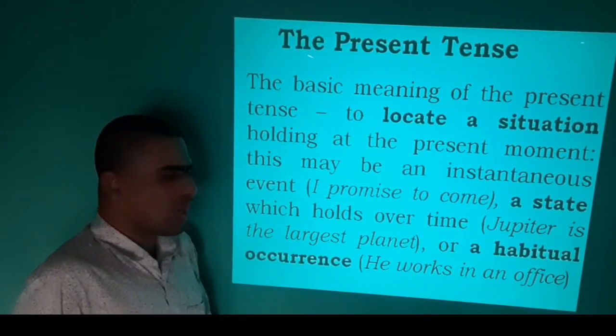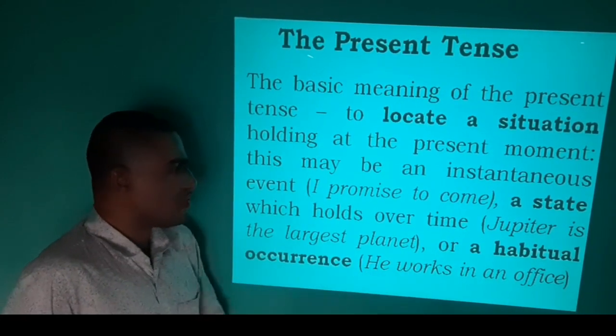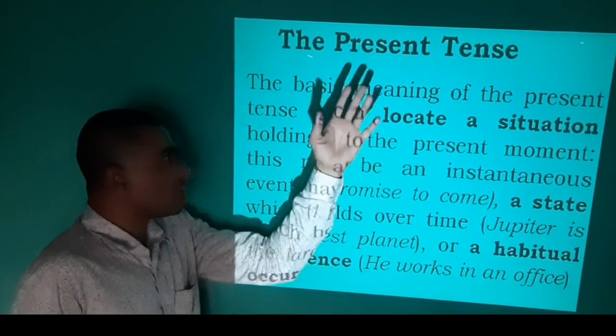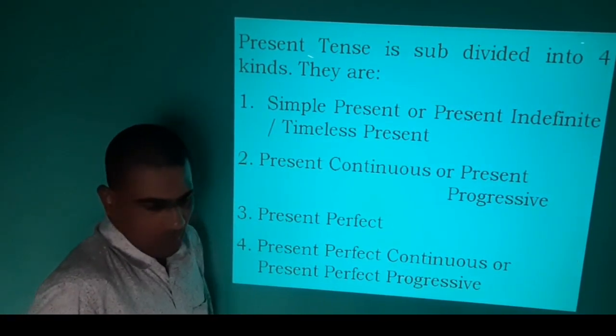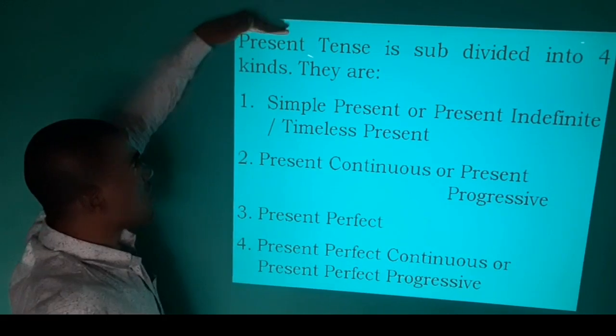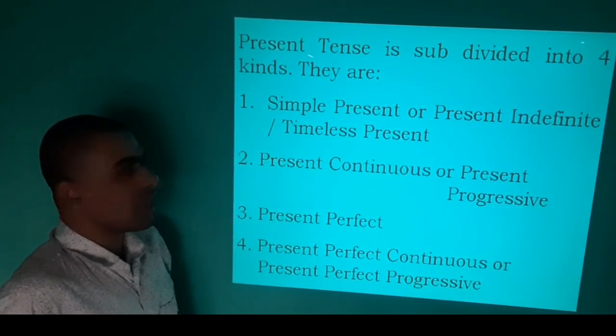Or a habitual occurrence, which takes place every day. For example, he works in an office. So these are all the different things that we generally get in the present tense. And then the present tense is also subdivided into 4 kinds.